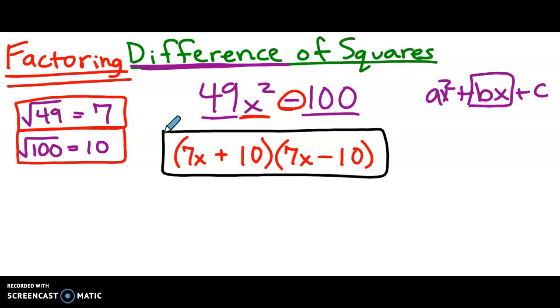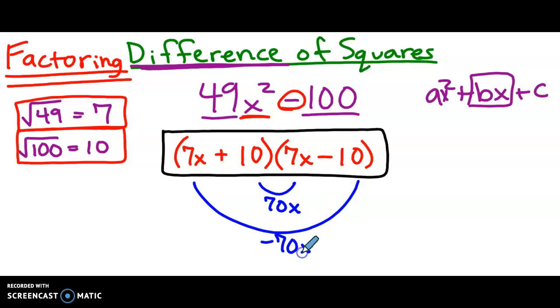A good way to check your answer is to multiply the middle terms. 10 times 7x is 70x. And 7x times negative 10 is negative 70x. And add those two together. 70 plus negative 70 is 0. That is exactly why we do not have a middle term. There isn't a middle term. It is 0 in this case. Okay, so check, we did that correct.